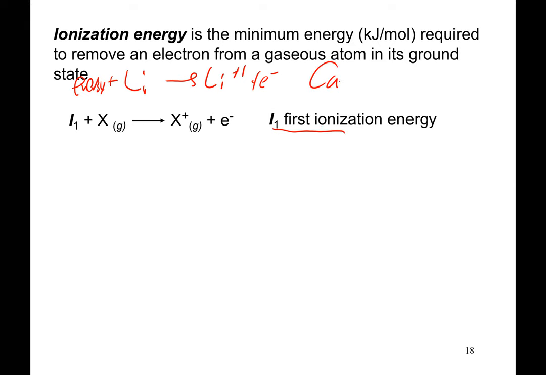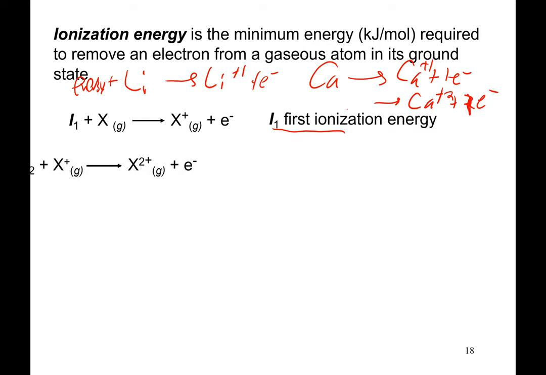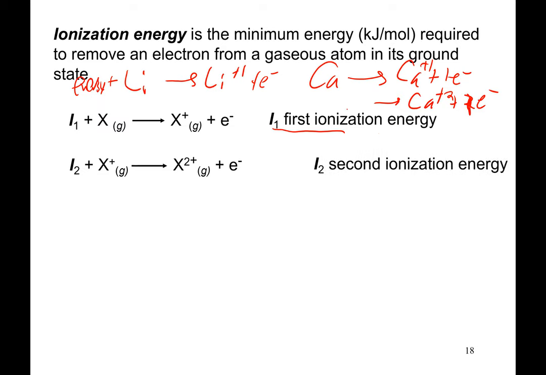But if you have calcium, basically this can go from calcium, it'll give up two of them. So it'll go to plus one first, plus one electron, then it'll go to calcium plus two electrons, and that is called another electron there. And essentially that would be the second ionization energy. So sometimes there's a first and a second associated with this, okay?